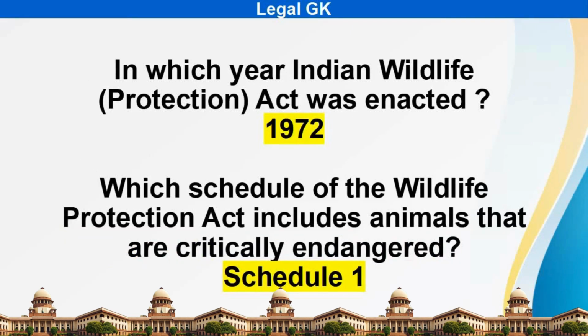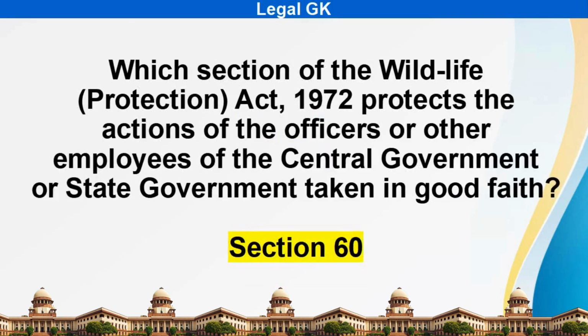In which year Indian Wildlife Protection Act was enacted? 1972. Which schedule of the Wildlife Protection Act includes animals that are critically endangered? Schedule 1. Which section of the Wildlife Protection Act, 1972 protects the actions of the officers or other employees of the central government or state government taken in good faith? Section 60.